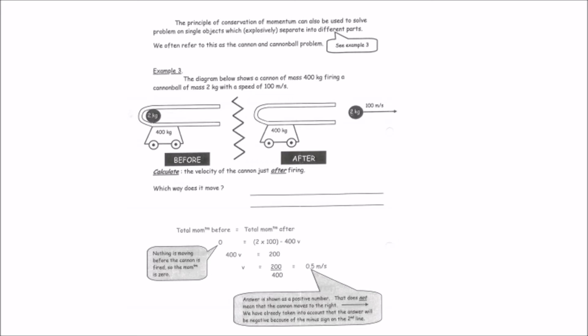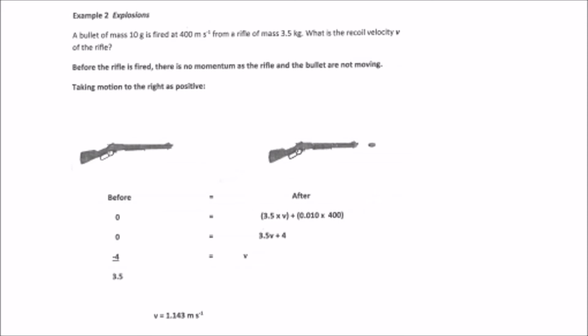Okay, let's look at another one. This time we have a gun. Got a bullet of mass 10 grams fired at 400 meters per second from a rifle of mass 3.5 kilograms. So first of all, we've got to make sure you get your units right. What is the recoil velocity of the rifle? So before the rifle is fired, there's no momentum, as they're both stationary. And if we take left to right as positive, then we do the same thing.